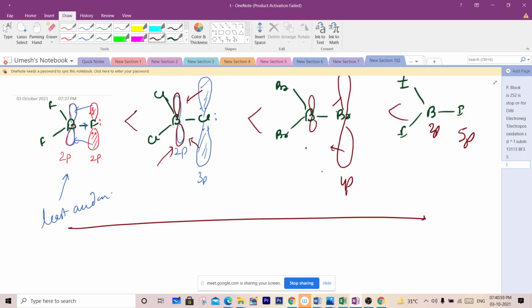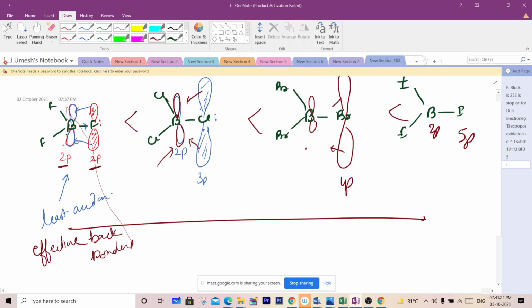So as we go from left to right on this scale, could you repeat what's going to happen? You can see the energy gap between a 2p and 2p is very, very less. No difference. It causes effective back bonding. If it causes effective back bonding, there is no empty orbital on the boron, right? So effective back bonding, and there's no emptiness on the boron.